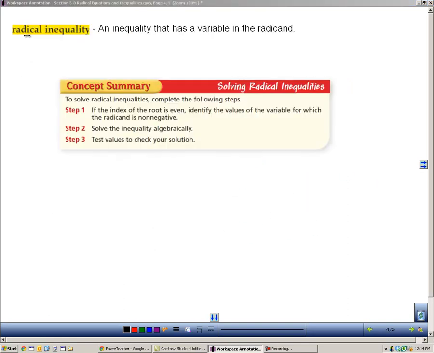In addition to having radical equations, we can also have radical inequalities, and those are inequalities that have variables in the radicand. They look just like equations, except instead of adding and subtracting, they have greater than or less than. Something like this would be a radical inequality.